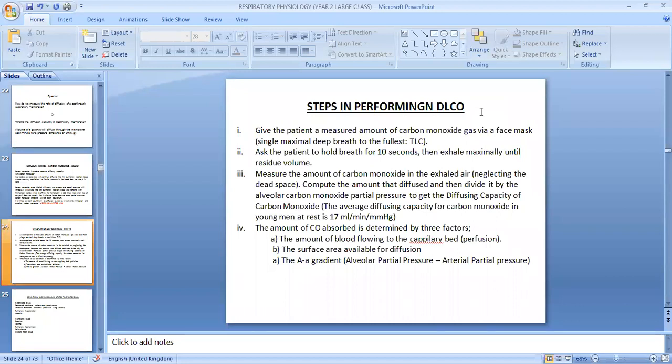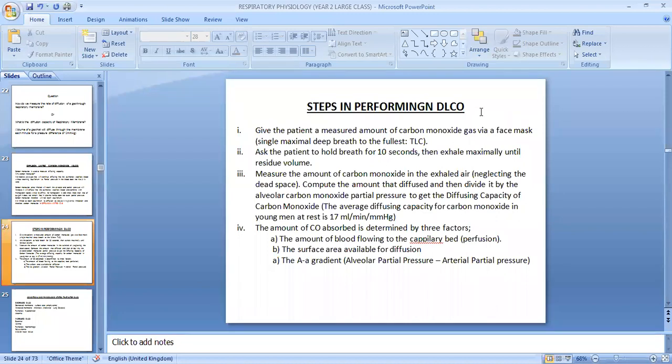By so doing, you get the diffusing capacity of carbon monoxide, which is the average diffusing capacity of carbon monoxide in young men at rest. It is a known fact, done several times, and shown to be 17 milliliters of carbon monoxide per minute per millimeter of mercury.